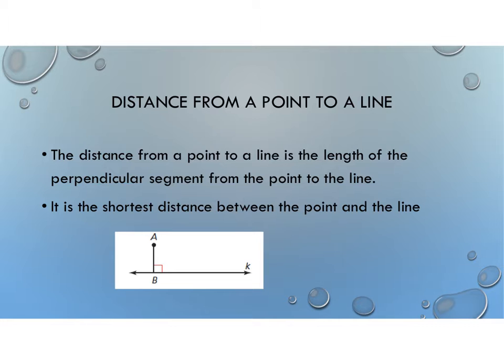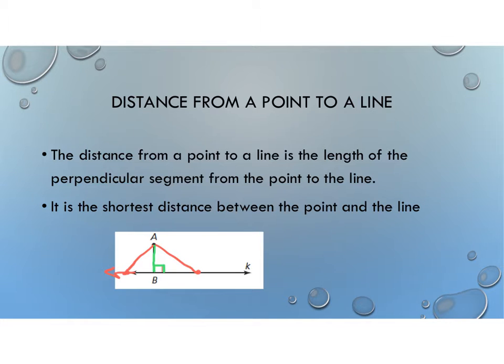And the distance from a point to a line is going to be the length of the perpendicular segment from the point to the line. This perpendicular distance is always going to be the shortest distance between the point and the line. Now, technically, what I could do here is draw a line segment that would go from point A down here to point K, or even over here. But just keep in mind that this segment down here from A to B, this perpendicular segment, is going to be the shortest distance from point A to line K.